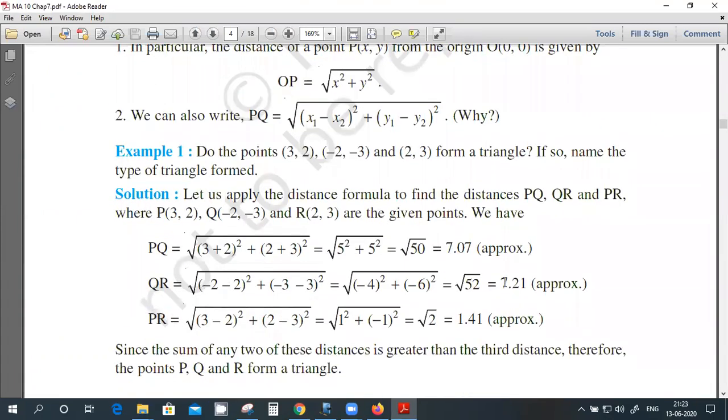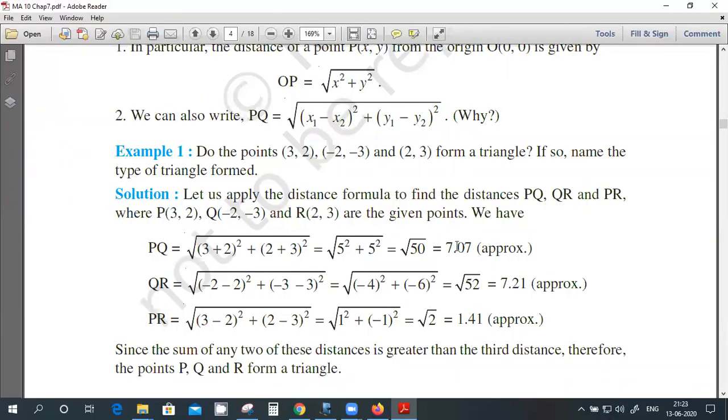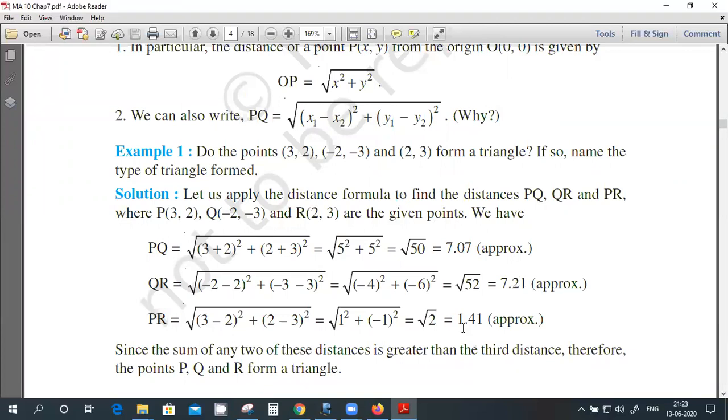Yes, we found the distances. If you add any two distances and it is greater than the third distance, that means they are not collinear. If they are in a straight line, then adding two distances gives the third distance exactly. Here, that's not possible. If you add 7.0 to 1.41, it will exceed 7.21. I have to add the two smaller ones to get the biggest one. So they are not in a straight line.